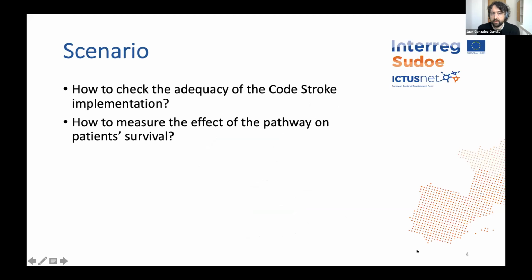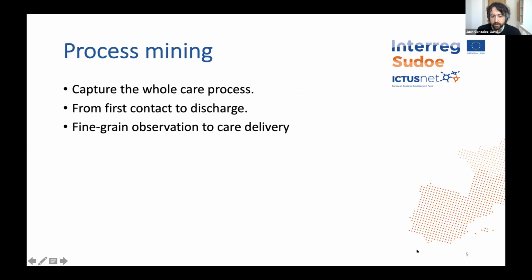Next slide, please. So what is process mining? Process mining is a not so new set of data mining algorithms. The idea is to capture the whole care process. Typically, what has been done in this kind of analysis was to create overall indicators. But our idea is to go a step beyond, so observe at fine grain how the care is delivered, using these real world data sets that Enrique presented at the very beginning.